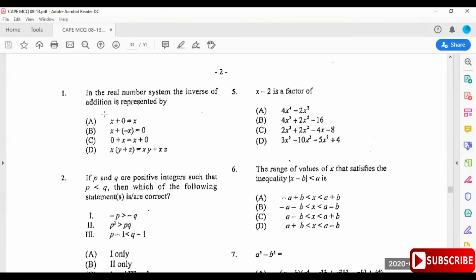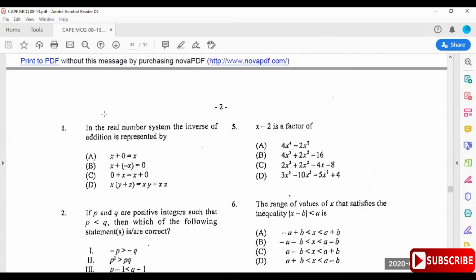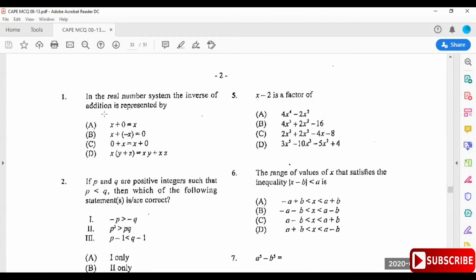Starting right here. Question 1. So this is 2012. The first question asks: in the real number system, the inverse of addition is represented by which one? Which one represents the inverse? Yeah, B.